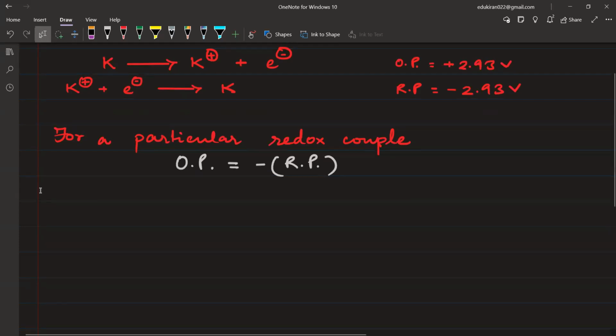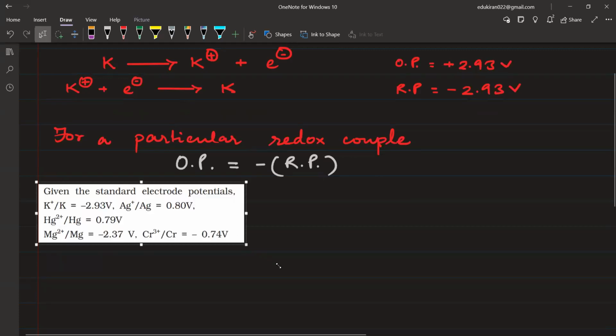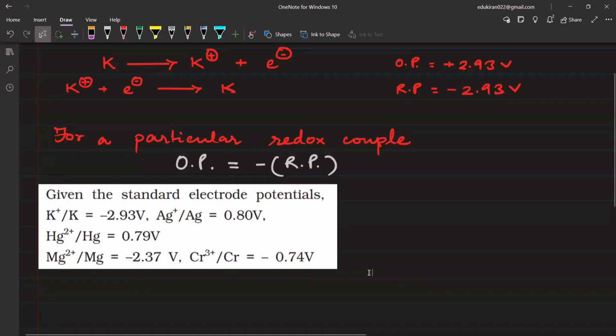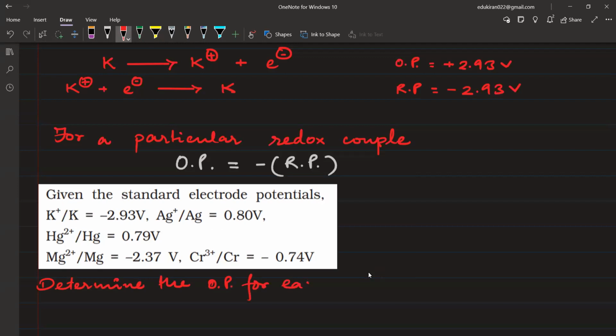After you are done writing this, please write: given the standard electrode potential, determine the oxidation potential for each. Sir, can... Yeah, tell me, Chavez. Explain once again what is oxidation potential?